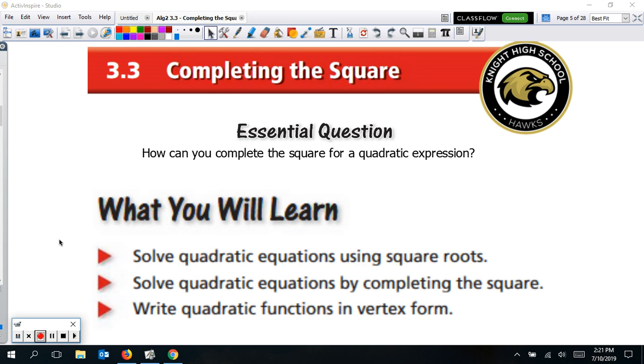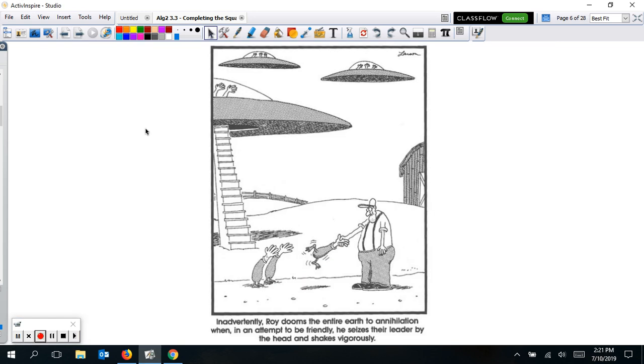As we get to this, let's go ahead and do a little Far Side cartoon first. A little alien invasion going on here. Inadvertently, Roy dooms the entire Earth to annihilation when, in an attempt to be friendly, he seizes their leader by the head and shakes vigorously. The aliens apparently have hands for heads, and he mistook the head for a hand. All right, let's go on to our quadratic equations now.